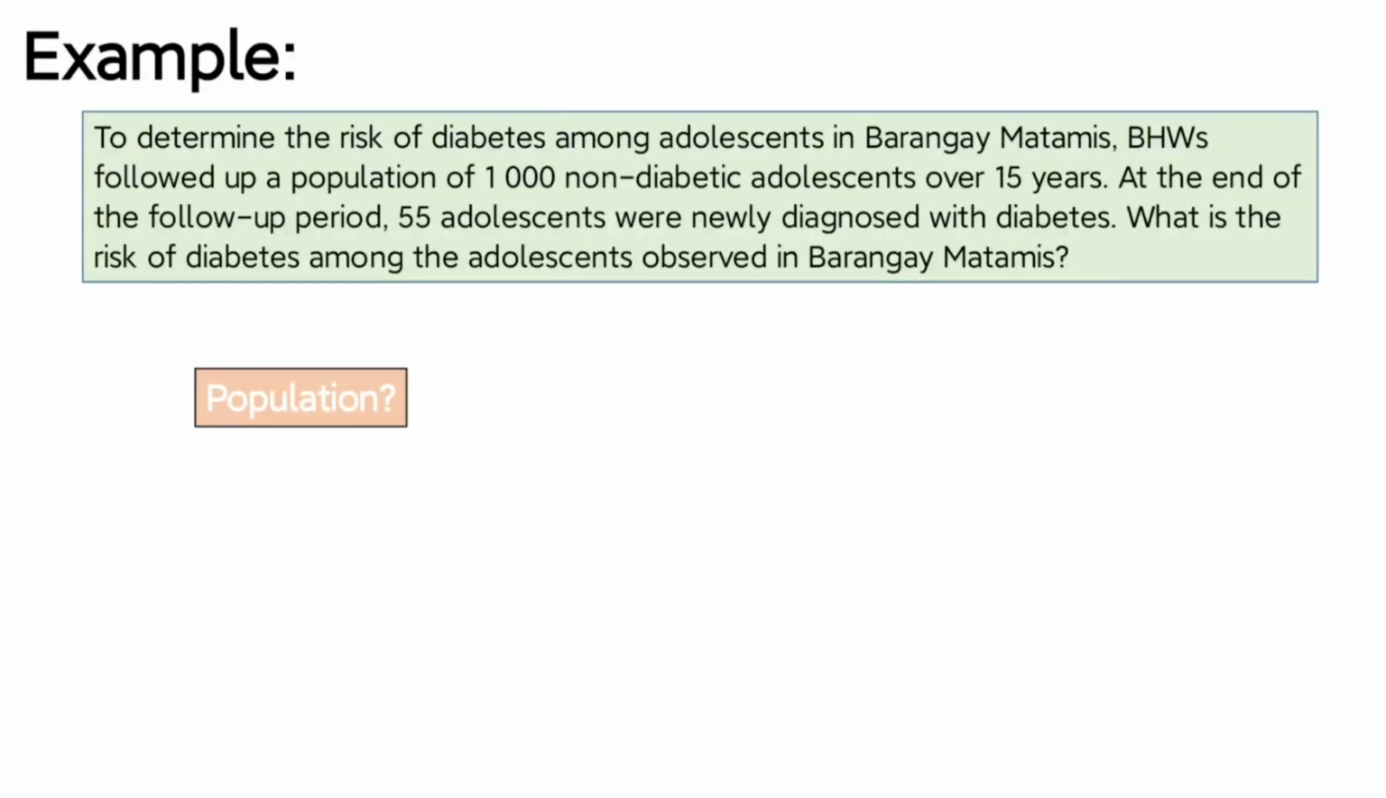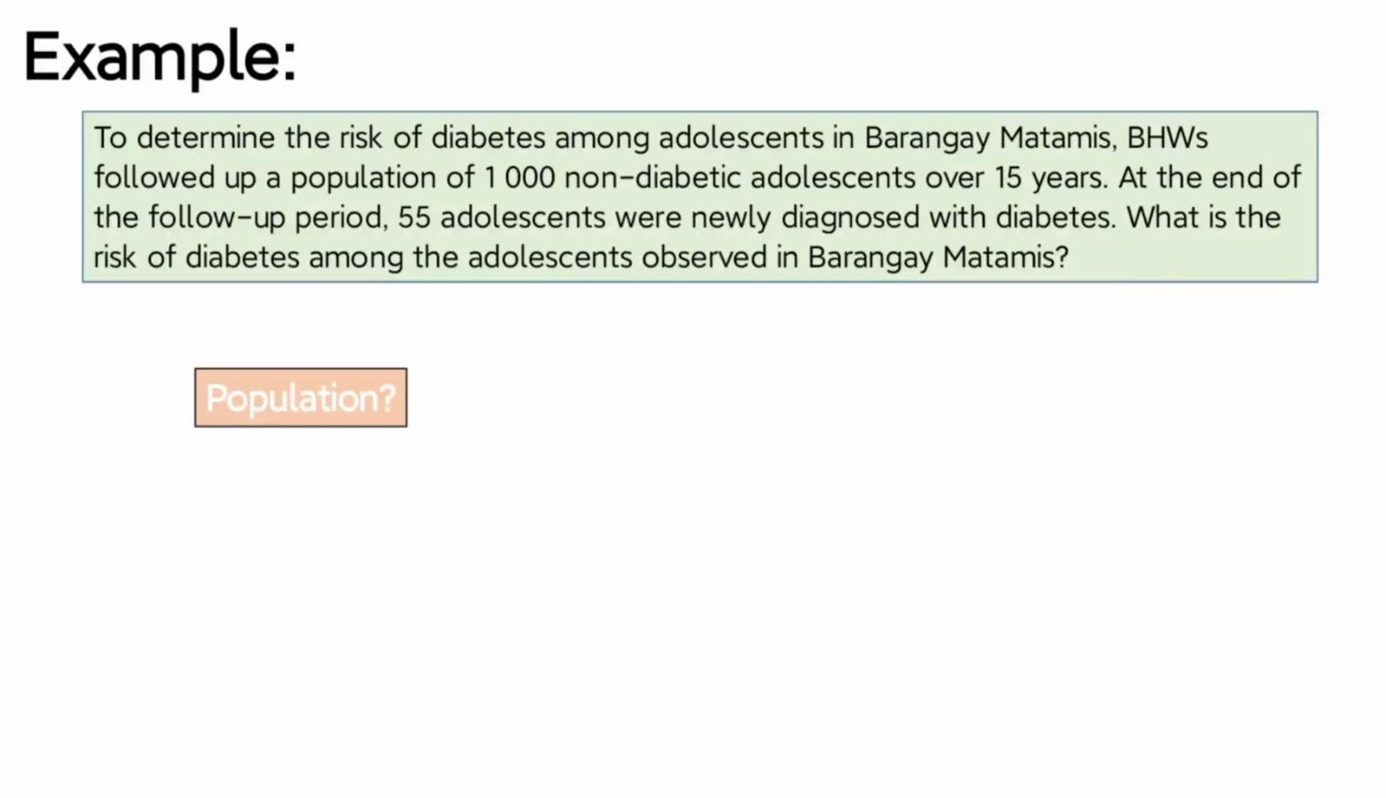Tandaan nyo, nag-start siya ng ilan ba? 1,000 non-diabetic adolescents. Okay? At the end, hindi niya na binanggit, no? Sinabi niya lang, follow-up period 55 newly diagnosed. So, nag-assume na lang tayo na at the end of the 15 years, 1,000 pa rin yung at risk for diabetes. Okay? So, anong klaseng population to?